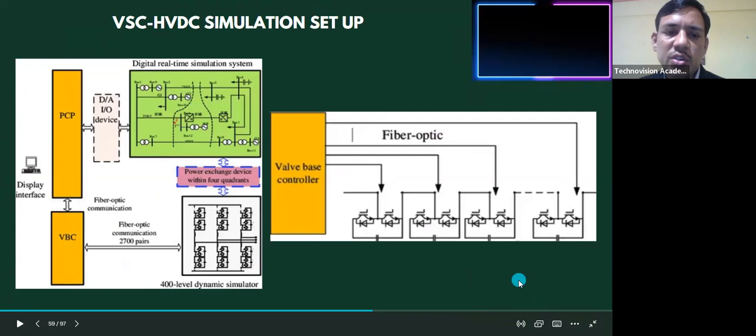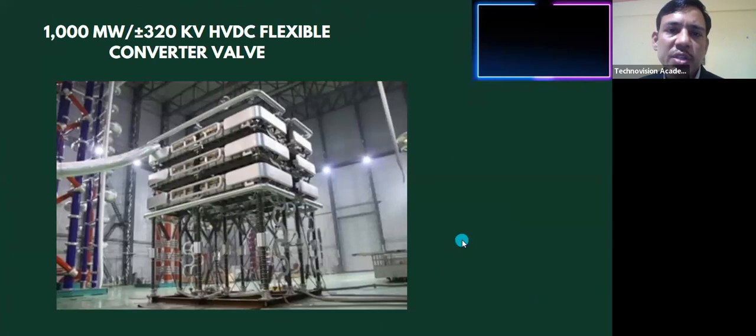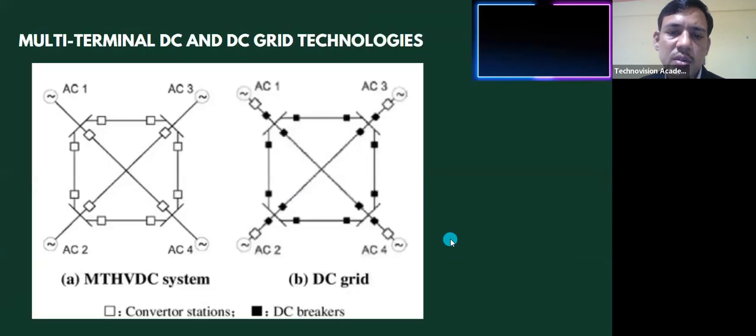And how to test this VSC HVDC simulation setup, how to do it. Fiber optic, how it is used for these, we can say, valve-based controllers. And this is a 1000 megawatt, plus minus 320 kV HVDC Flexible type of VSC converter.